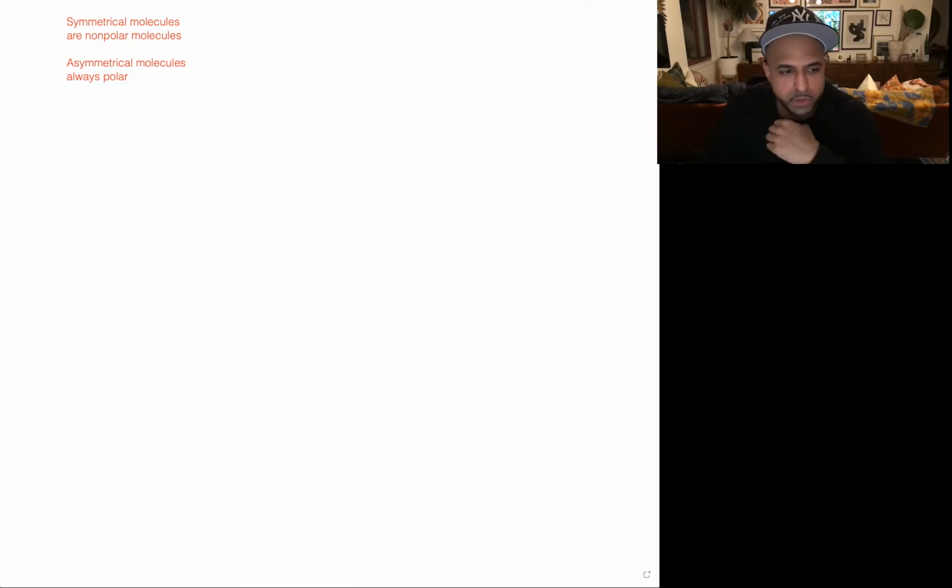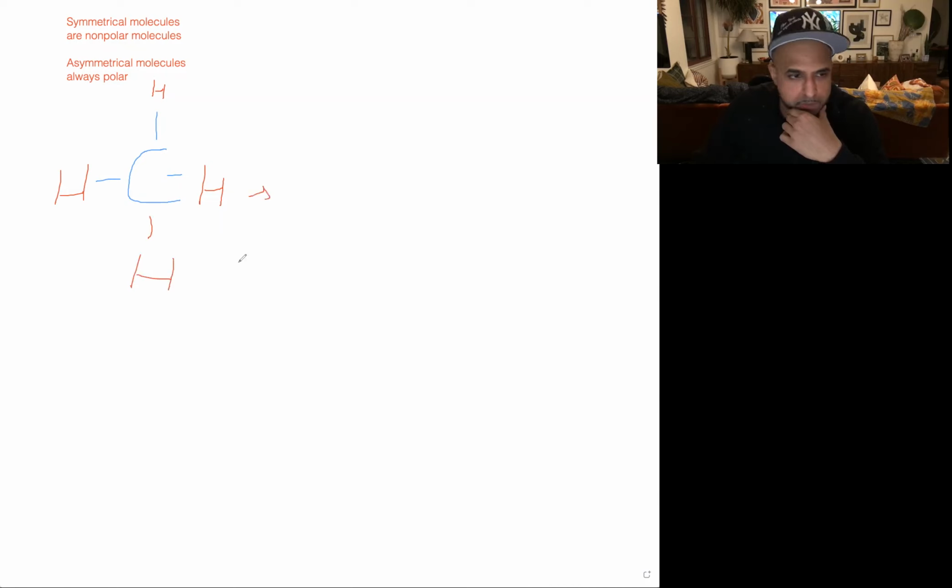You will have to know that carbon-based molecules, carbon C with 4 elements around it, will be symmetrical. Why? Because the top, bottom, left, and right have the same elements. Top I have H, the bottom I have H, left and right I have H. This is symmetrical, so it's nonpolar. Symmetrical and nonpolar. SNAP.